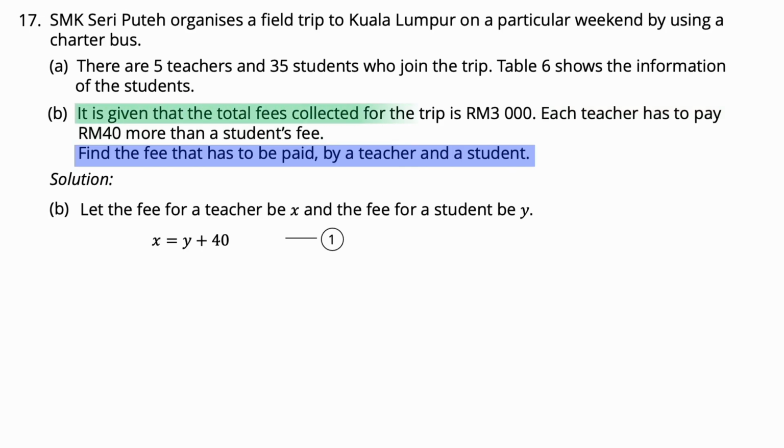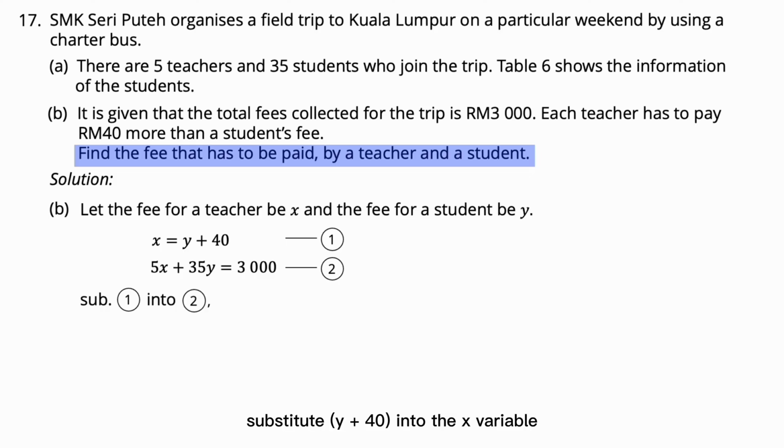The total fees collected for the trip is 3,000 ringgit Malaysia. The fee for 5 teachers, 5x, plus the fee for 35 students, 35y, equals 3,000. 5x plus 35y equals 3,000, equation number 2. By substituting equation number 1 into equation number 2, substitute y plus 40 into the x variable.